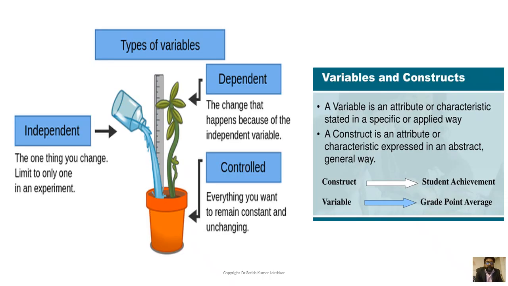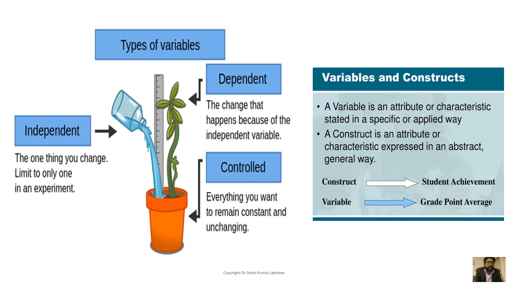Now on your screen again you can see an image which explains the relationship of the independent variable, dependent variable, and control variable. Now you can see a flower pot or a plant, and you can identify the role of independent variable and dependent variable. The pot itself is behaving like a control variable in this case.